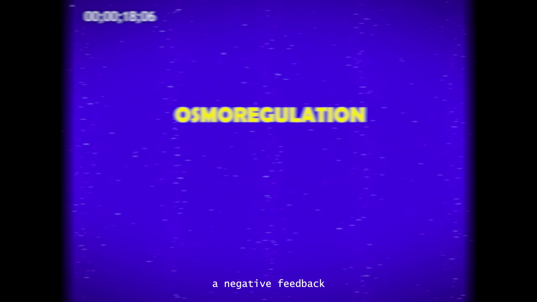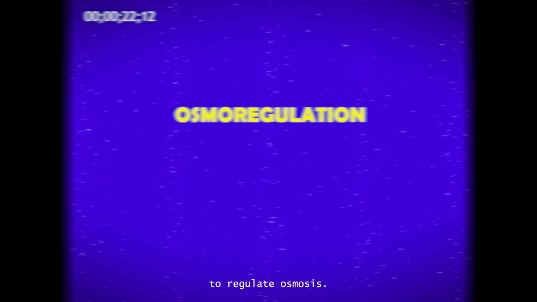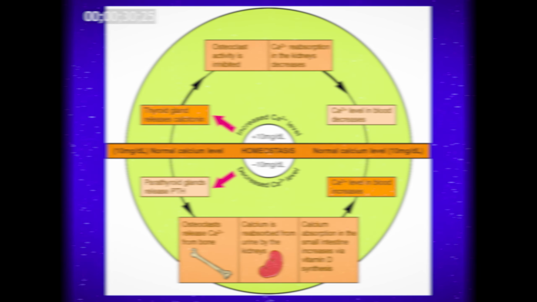Today, we're going to talk about a groovy process called osmoregulation, a negative feedback loop used for your body to regulate osmosis. But before we can boogie down on osmoregulation, we need to talk about something quite radical called homeostasis.